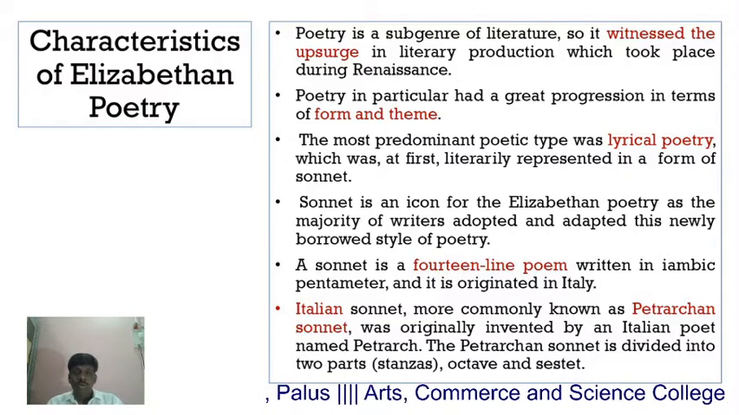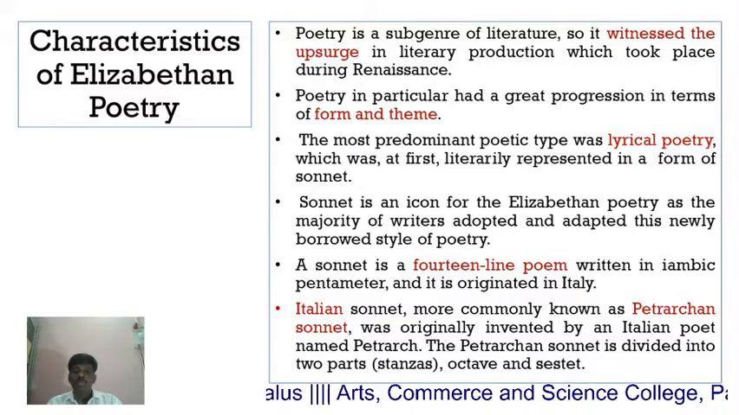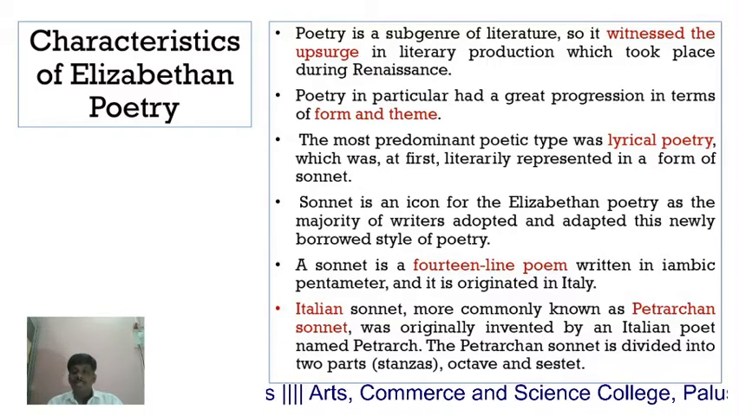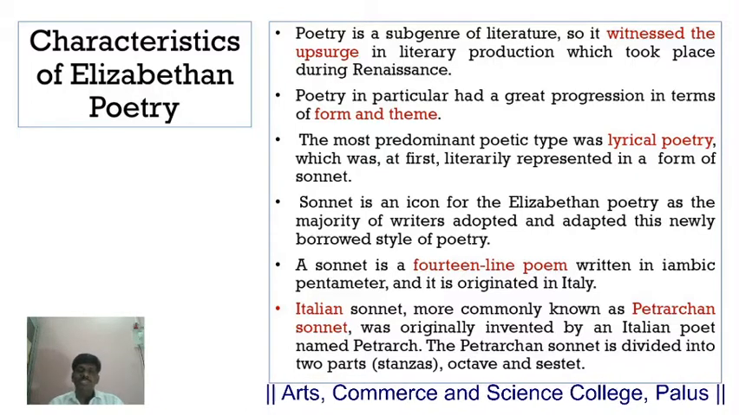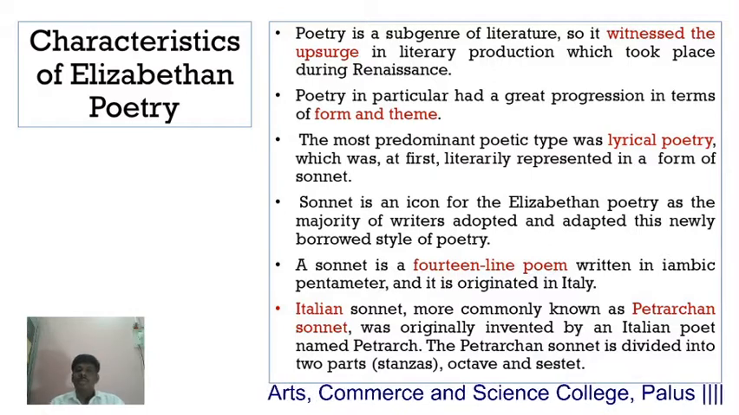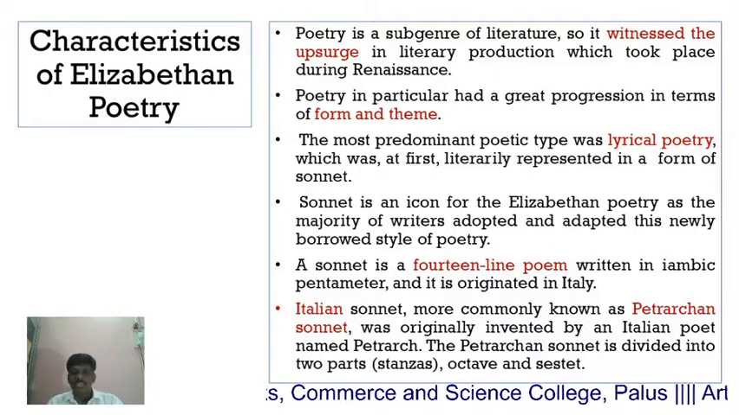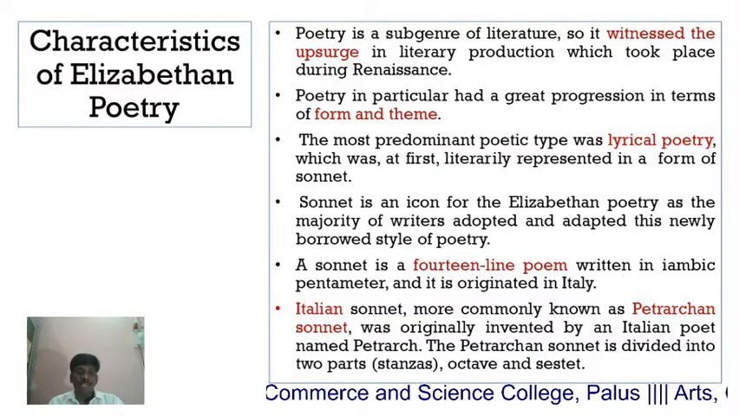So when we think about the sonnet, we have two categories of sonnet. We have to learn two categories of sonnet. One is the Petrarchan sonnet and the second is the English sonnet. So we will see the difference between the Petrarchan sonnet and the English sonnet. It is not very difficult to understand. It was originally invented by the Italian poet named Petrarch.